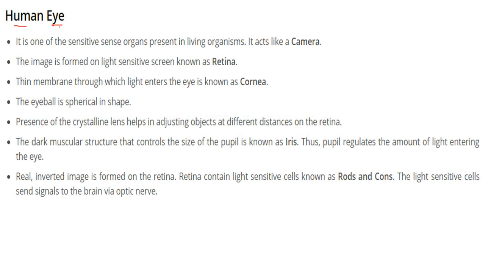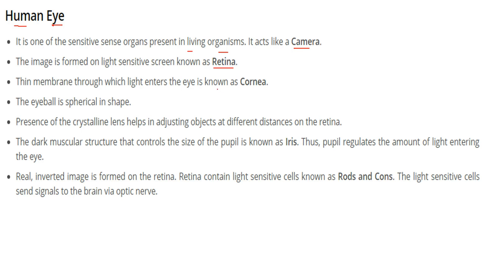Human eye. In any living organism, the eye is a very sensitive organ and one of the most important organs in living organisms because it acts like a camera. The image is formed on a light sensitive screen. So there is a screen, we'll talk about that screen, and this is known as the retina.